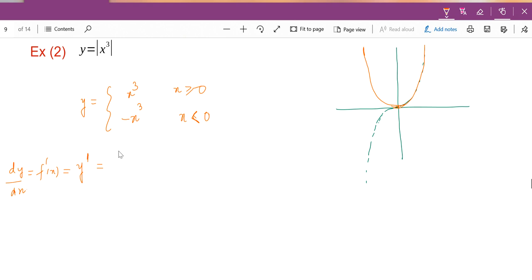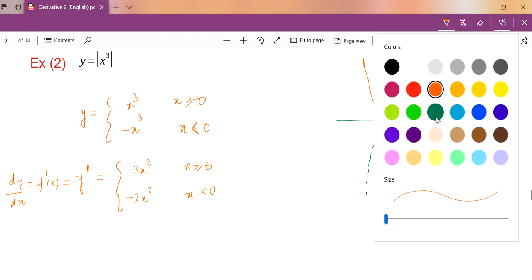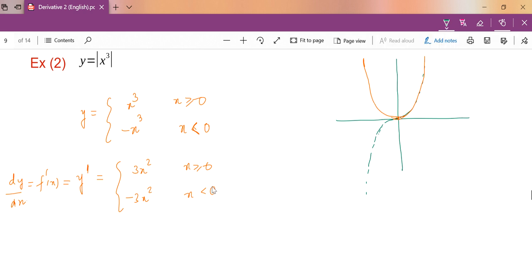So y prime is what? 3x squared when x is greater than or equal to 0, and minus 3x squared when x is less than 0. Fine. Let's check at 0, because other than 0 I don't have a problem. So what is y prime at 0 if you are approaching from the positive side? If you plug in 0, it's 0, not a problem.